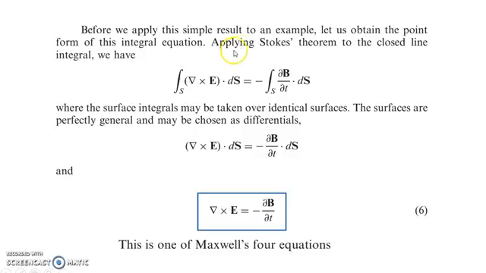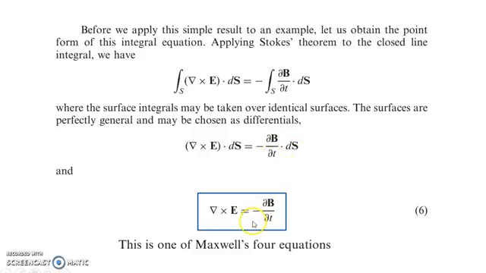Before we apply these simple results to an example, let us conclude with the point form of the integral equations. While applying Stokes' theorem to the closed line integral, we can write that it can be expressed as the surface integral of the curl of E, del cross E, where the surface integrals may be taken over identical surfaces. The surfaces are perfectly general and may be chosen as differentials. So finally, eliminating both the surface integrals, we can safely write del cross E dot ds is equal to minus dB by dt dot ds.